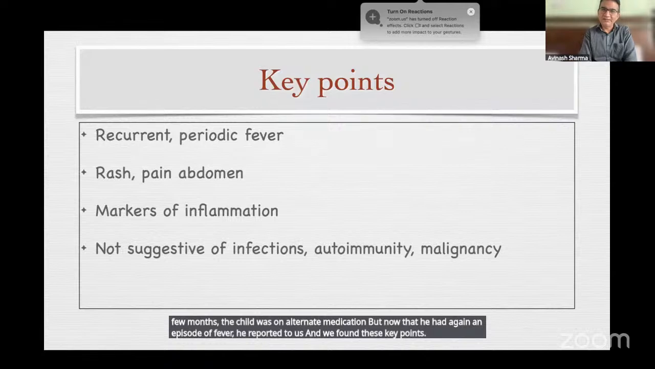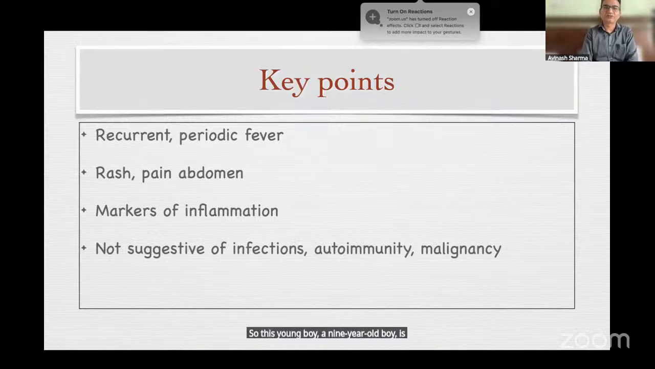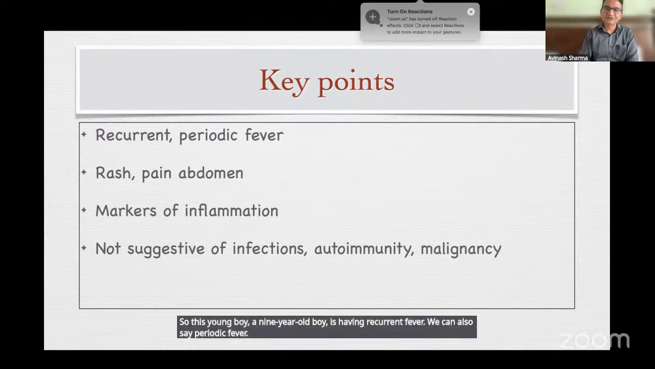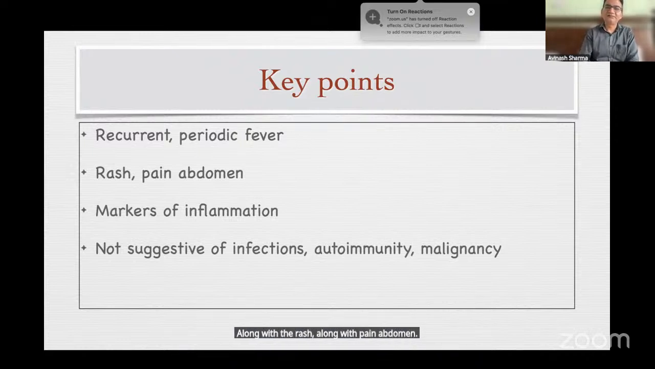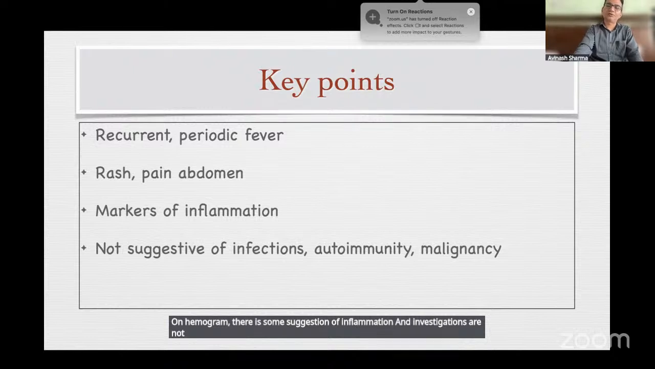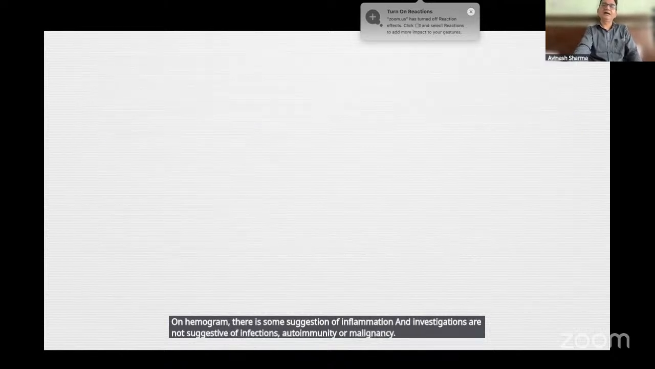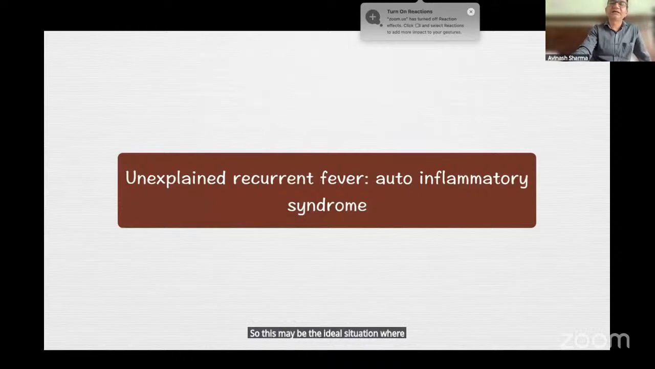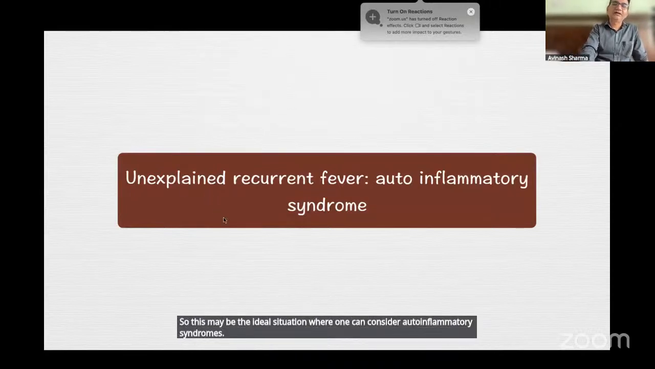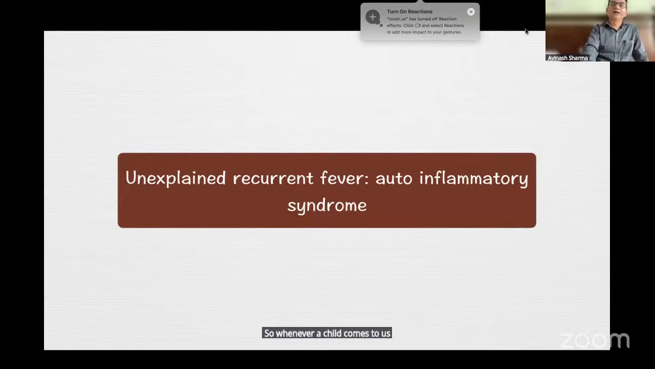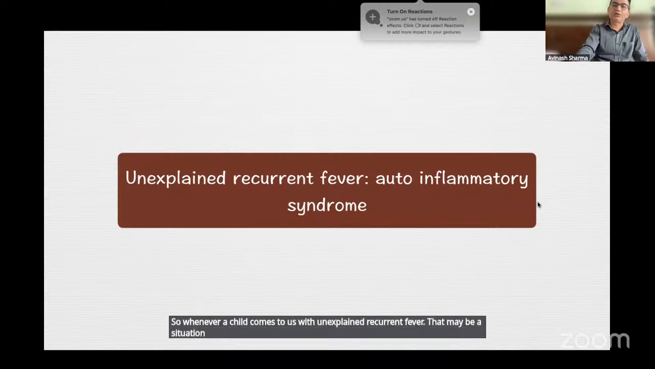So this young boy, a 9-year-old boy, is having recurrent fever. We can also say periodic fever, along with the rash, along with pain abdomen, some myalgias and arthralgias, arthritis. On hemogram, there is some suggestion of inflammation, and investigations are not suggestive of infections, autoimmunity, or malignancy. So this may be the ideal situation where one can consider autoinflammatory syndromes. So whenever a child comes to us with unexplained recurrent fever, that may be a situation where we suspect autoinflammatory syndromes.